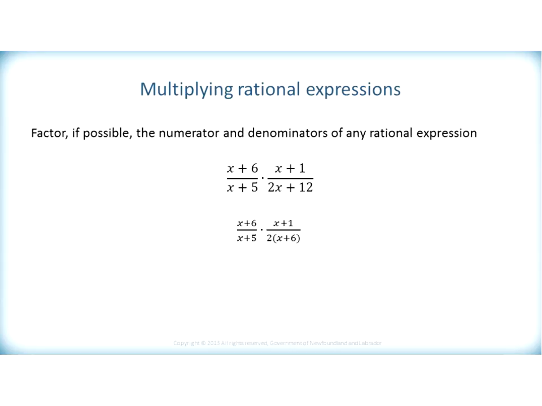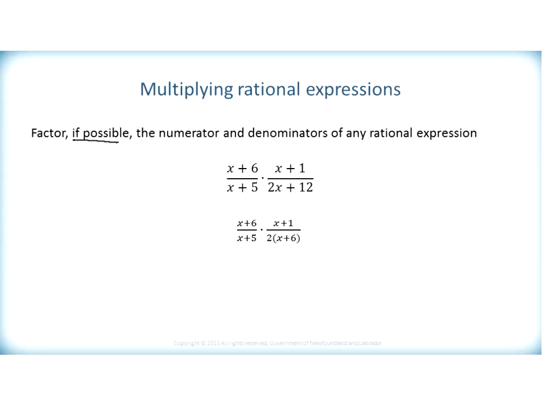So for multiplying rational expressions, we must factor, if possible, the numerator and denominator of any rational expression. So factor before we move on to the next step. As you can see, we are unable to factor x plus 6 or x plus 5 or x plus 1, yet there is a common factor in 2x plus 12. The common factor being 2, and we take it outside.